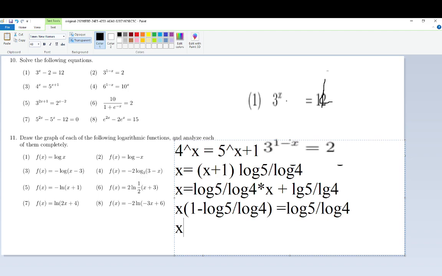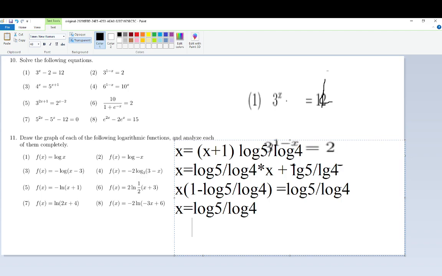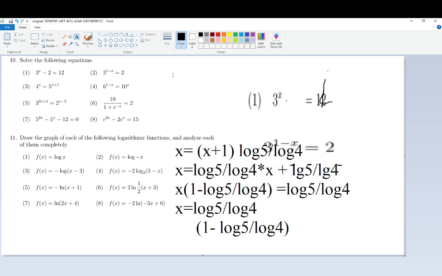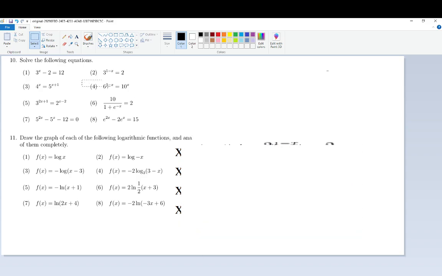And now I can divide off this multiplier, and I get log 5 divided by log 4, all divided by that little bracket, 1 minus log 5 over log 4. These are all numbers on the right. That's what x is equal to. Annoying. But that's all you're doing over and over again. You're taking logs of both sides and then solving for x.